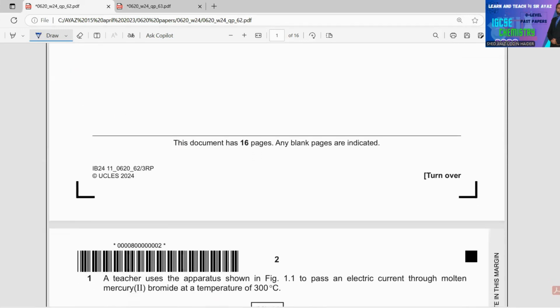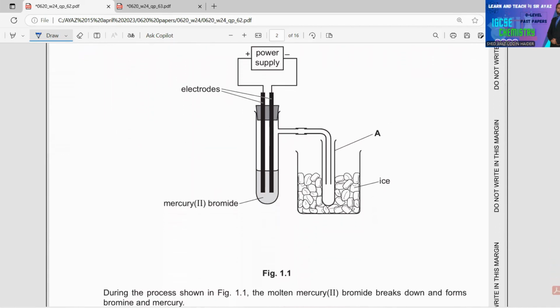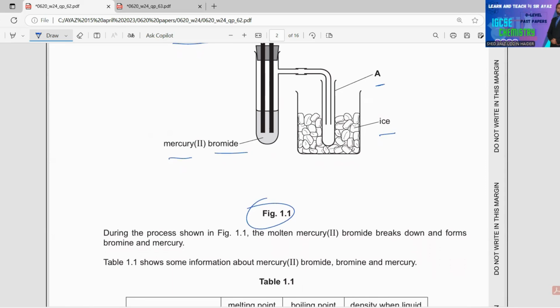Here is question number 1. A teacher uses the apparatus shown in figure 1.1 to pass an electric current through molten mercury(II) bromide at a temperature of 300 degrees centigrade. You see, it's figure 1.1. There are mercury(II) bromide, electrodes, power supply, ice, and apparatus labeled A. During the process shown in figure 1.1, the molten mercury(II) bromide breaks down and forms bromine and mercury.